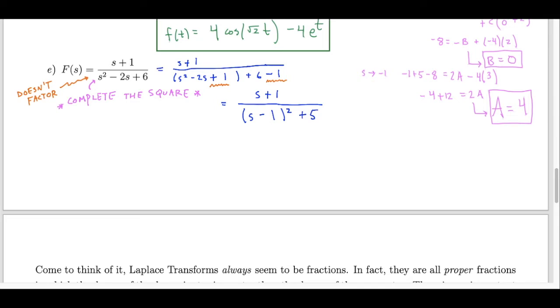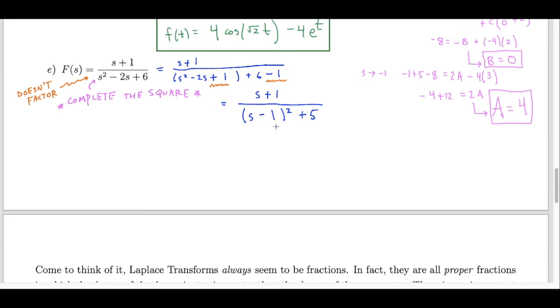So now, thinking about structures of known Laplace transforms, this kind of feels like, in the denominator, a cosine or sine term, because I've got something squared plus a constant. Well, but I don't have exactly s squared, I have s minus 1. So it feels like we're utilizing that theorem where I've taken cosine or sine and multiplied it by e to the 1t in this case.